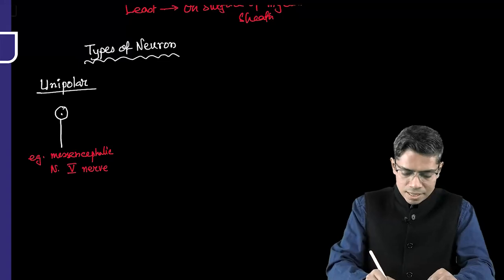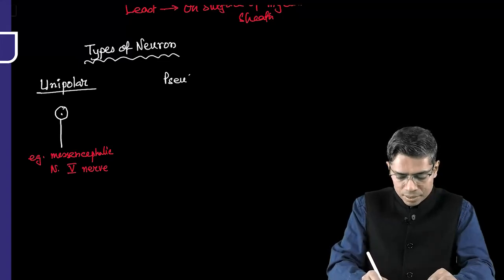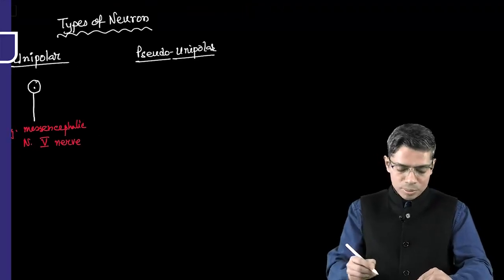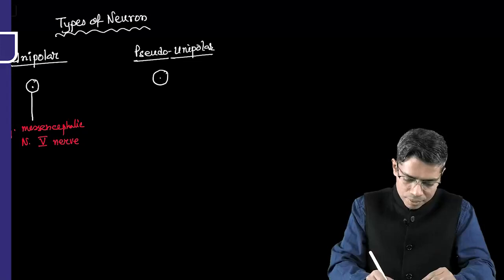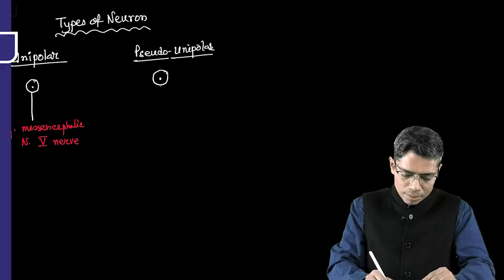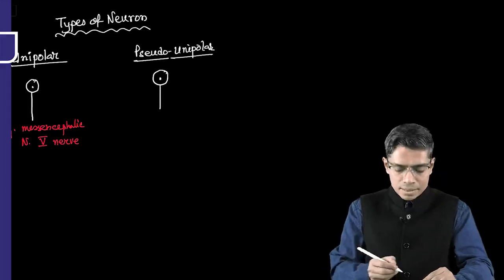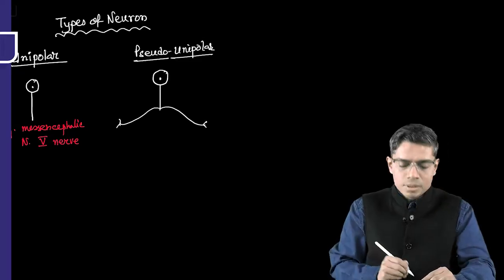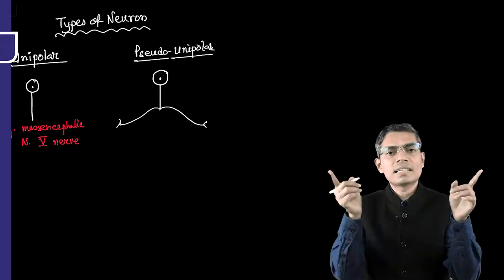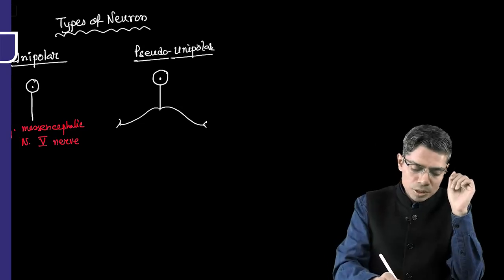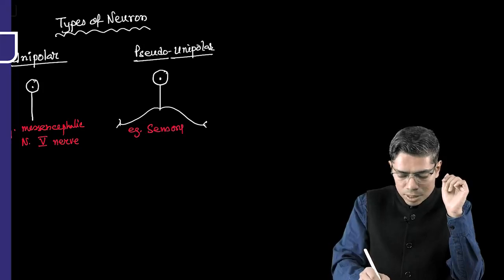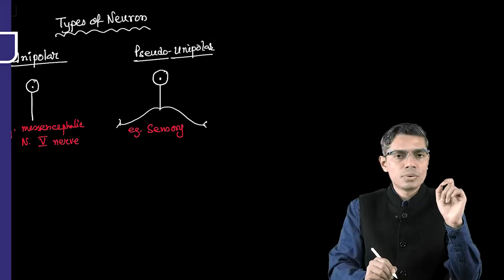Okay. Second is the pseudo unipolar neuron. So it is pseudo and unipolar. This is the cell body. From the cell body, one process is arising, and that process is dividing into two. So from the cell body, only one process, and that is dividing into two. That's why this is known as pseudo unipolar neuron. All the sensory neurons are examples of pseudo unipolar neuron.